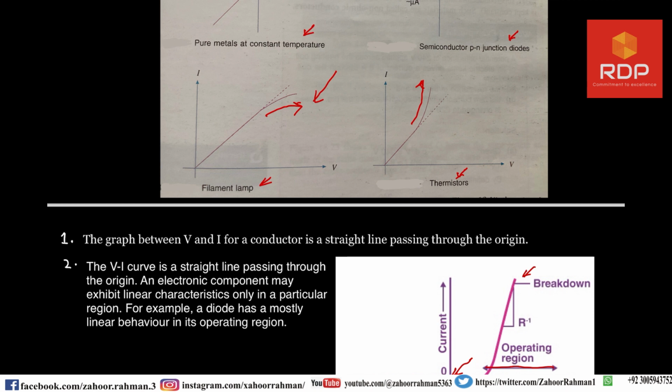In the case of the thermistor, the current is increasing after some time. Till this area they show linear behavior. Here also the trend line is a straight one, and here the trend line is a straight one as well. So these are the different characteristics of various materials, and that is leading us to Ohm's law.